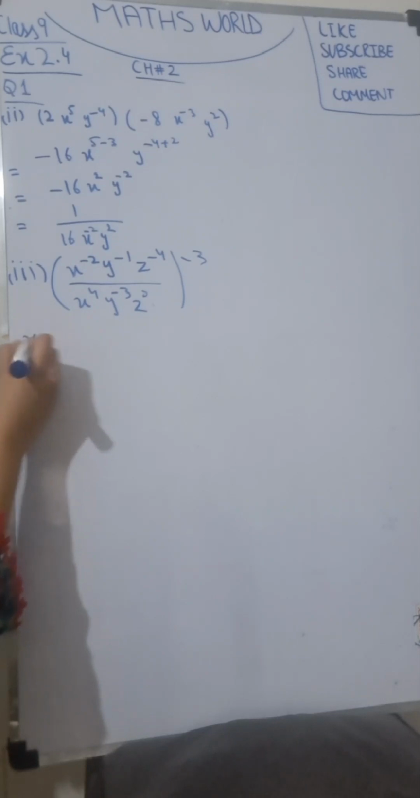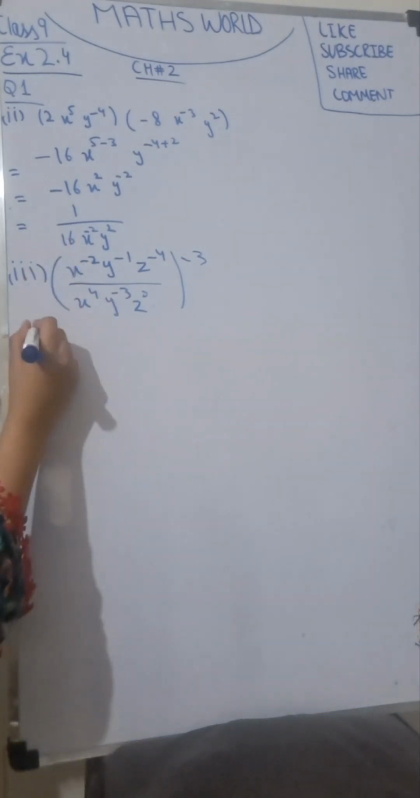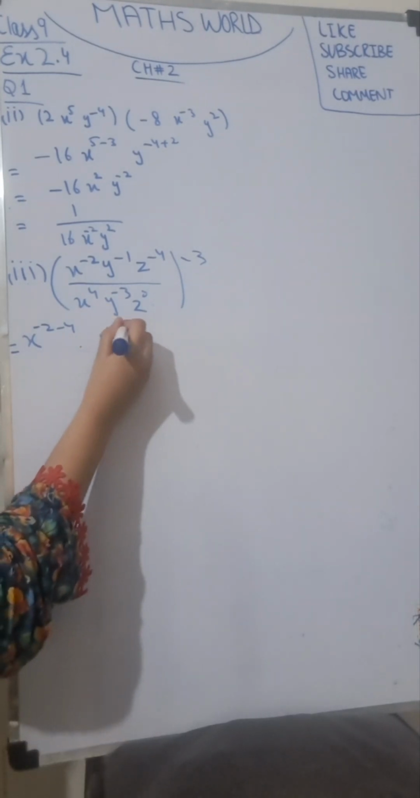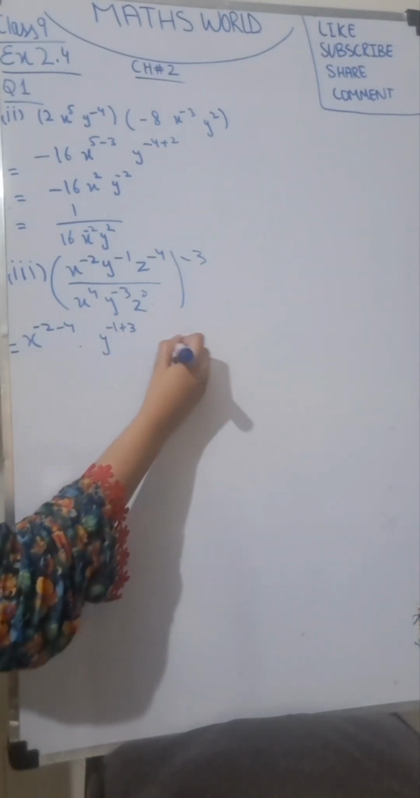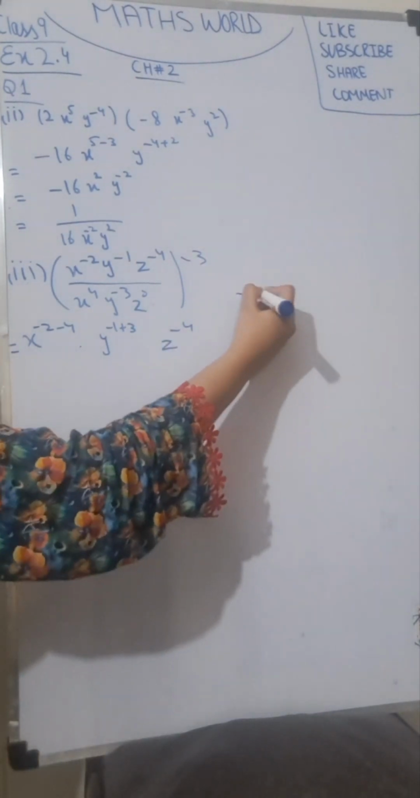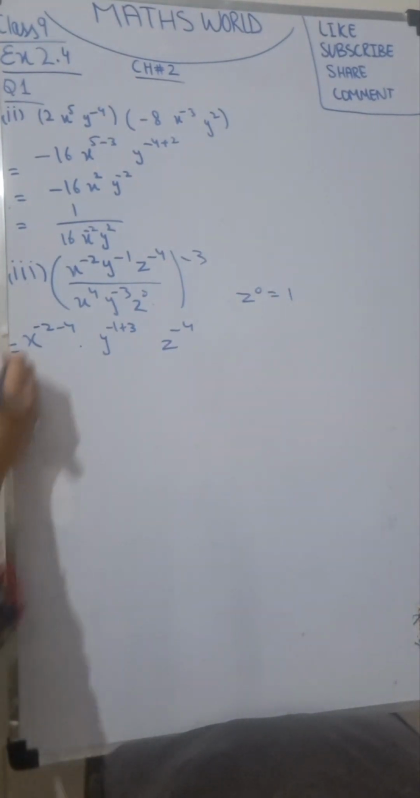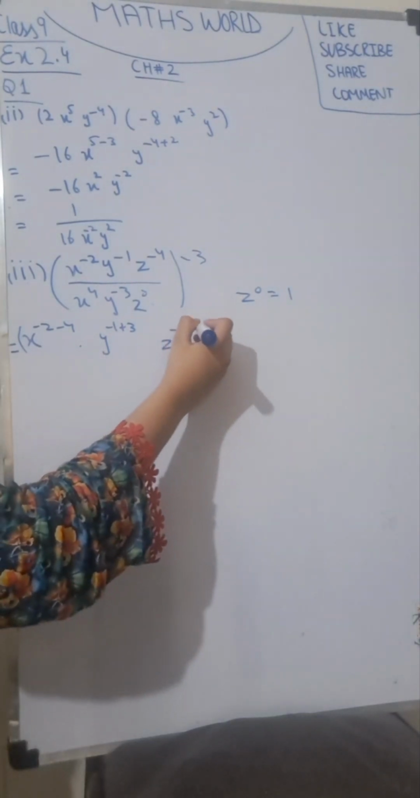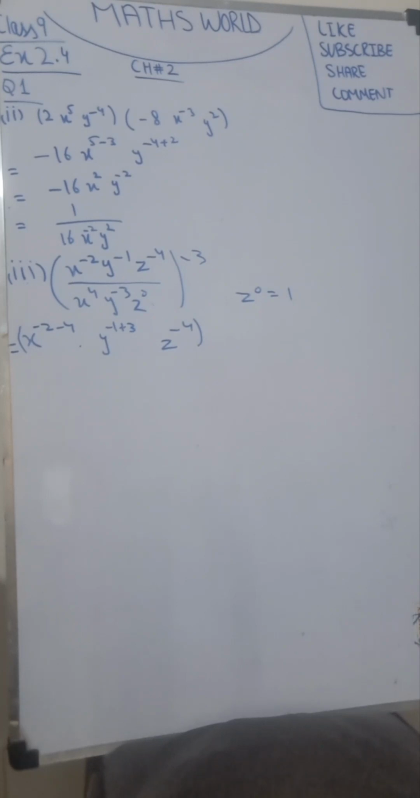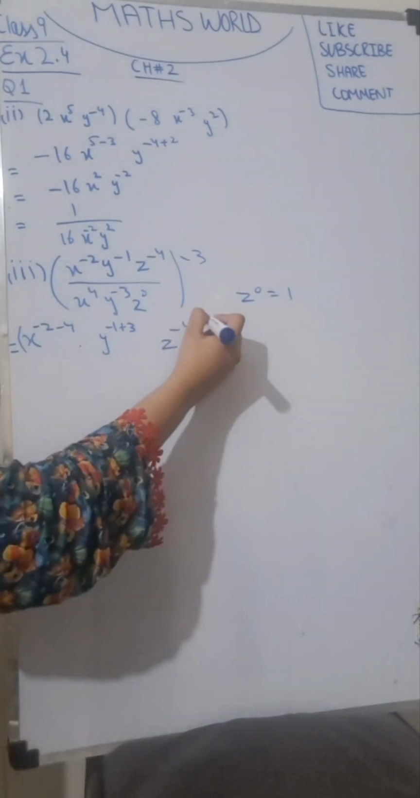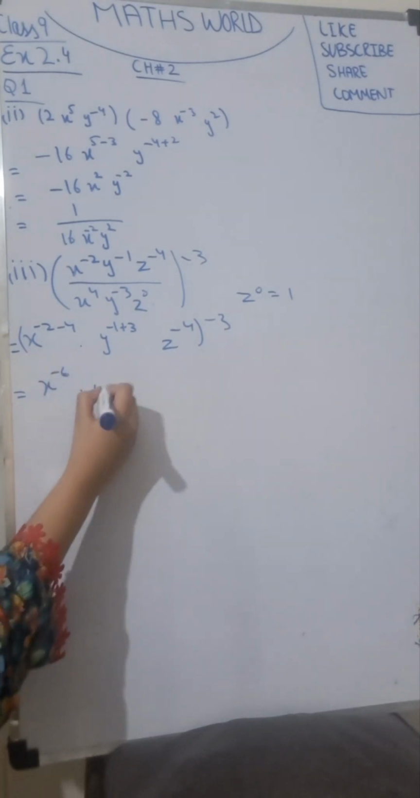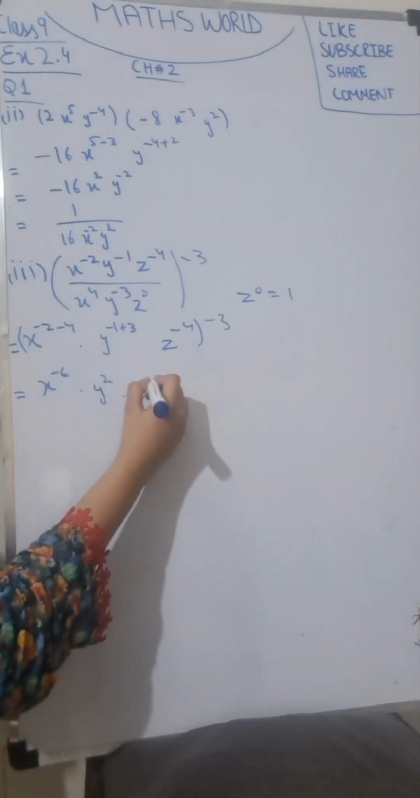First, we can solve x^(-2-4), then y^(-1+3), z^-4, because z power 0 would be equal to 1. Either you can simply write here, because it's equal to 0, so that's irrelevant. So now x^-6, y^2, and z^-4.